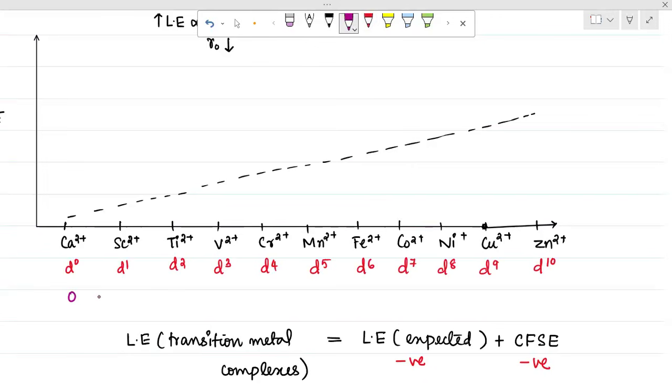If you have d1, let's say the ligand is a weak field ligand, such as F minus. So your t2g-eg gap will be small. And I'm going to write the values in such a manner that these metals in +2 oxidation state are forming an octahedral complex with a weak field ligand such as fluoride. And hence what would be the crystal field stabilization energy is what I'm going to write.